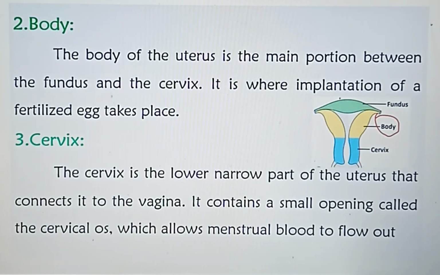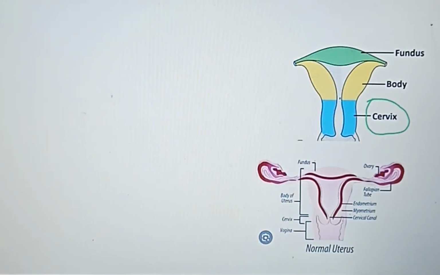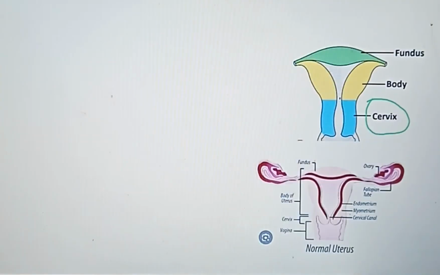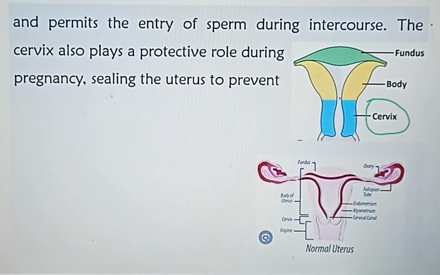Cervix. The cervix is the lower narrow part of the uterus that connects it to the vagina. It contains a small opening called the cervical os, which allows menstrual blood to flow out and permits the entry of sperm during intercourse. The cervix also plays a protective role during pregnancy, sealing the uterus to prevent infections.